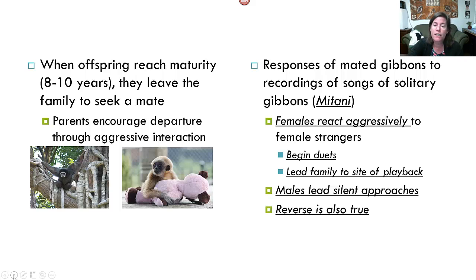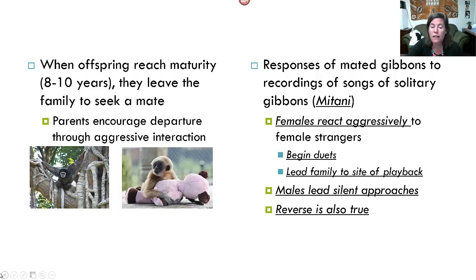There was a very interesting study by John Mittani, who studied the responses of mated gibbons to the songs of solitary gibbons, gibbons that did not have a mate. When the songs of female strangers were played back from the center of the group's range, the mated female generally reacted very, very aggressively by beginning duets while leading their group to the site of the played back vocalization. So the females reacted aggressively to female strangers.